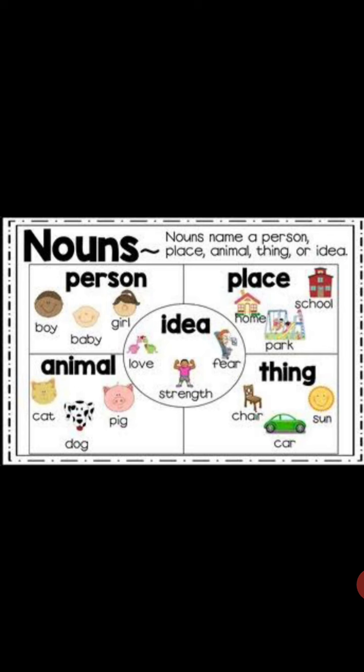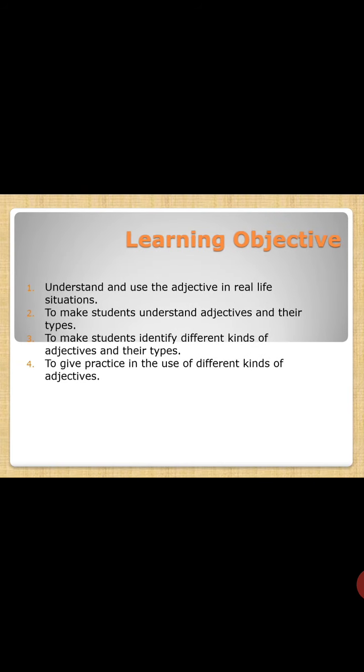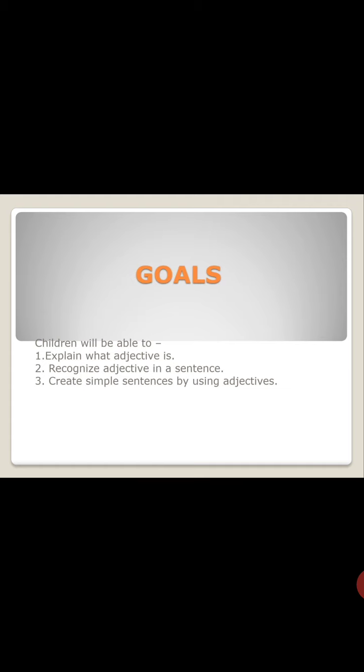Now, let's understand what the objectives of learning adjectives are. The learning objectives are: understand and use adjectives in real life situations, to make students understand adjectives and their types, to make students identify different kinds of adjectives, and to give practice in the use of different kinds of adjectives. After learning adjectives, the children will be able to explain what an adjective is, recognize adjectives in a sentence, and create simple sentences by using adjectives.